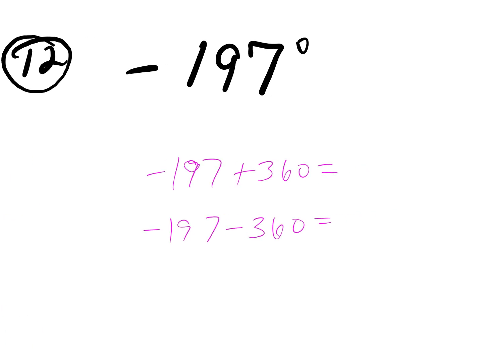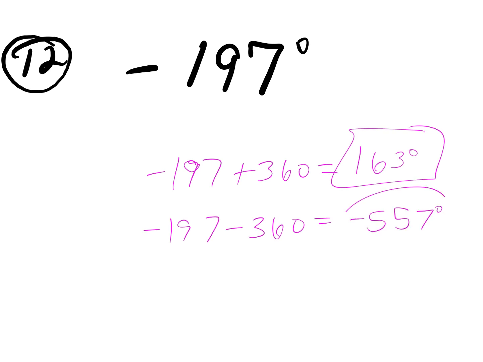So negative 197 plus 360. We're going to be in the exact same spot. The angle is the exact same thing. We just went one whole circle around. What did we end up with? 163 degrees. Is that a positive coterminal angle? Yes. So now I have negative 197 minus 360, and I end up with negative 557. Guys, the sign in front is important.